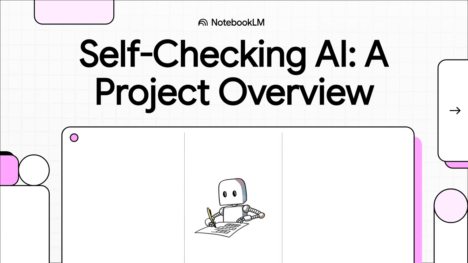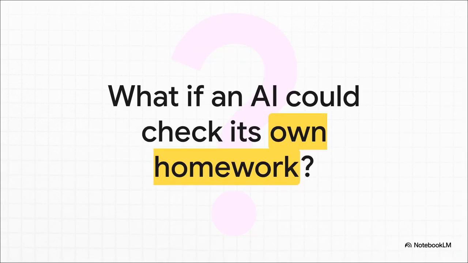Welcome to The Explainer. Today, we're diving into an open source project with a really fantastic idea. What if an AI could check, critique, and even correct its own work? We're going to see how this one simple change could be a huge step toward building AI we can actually trust, right?